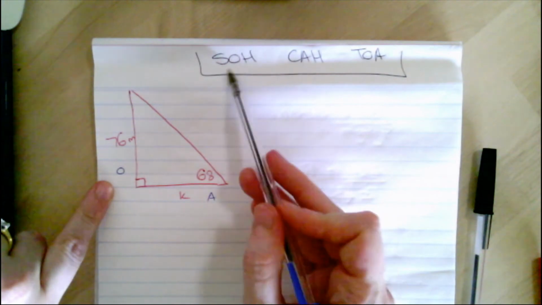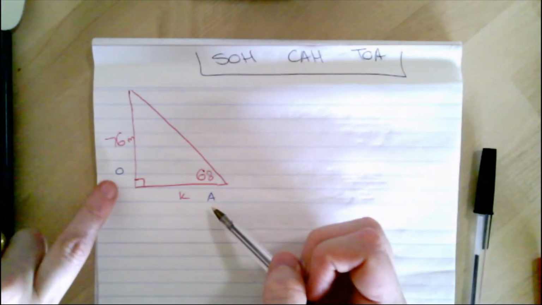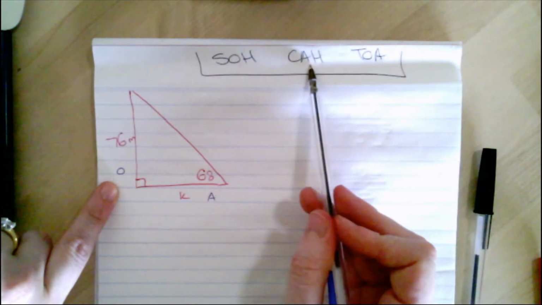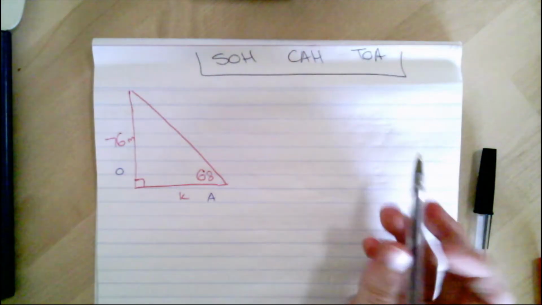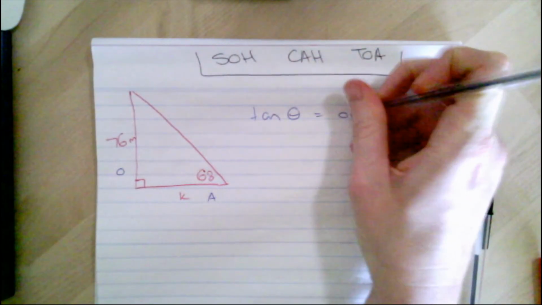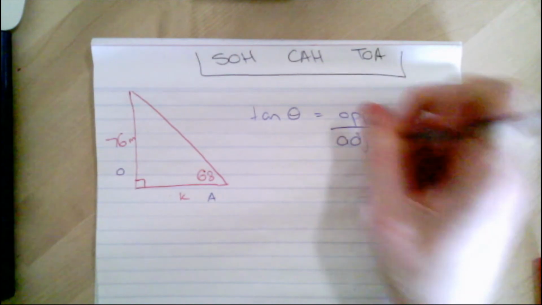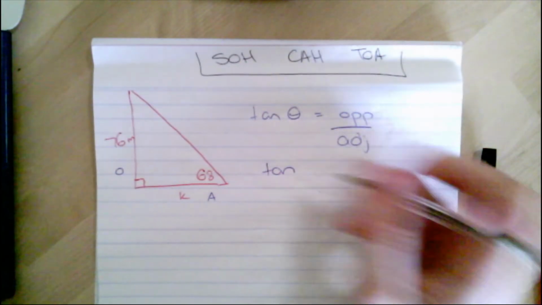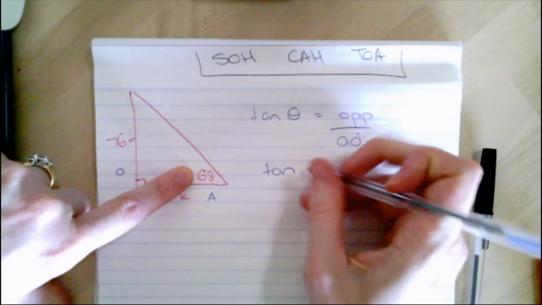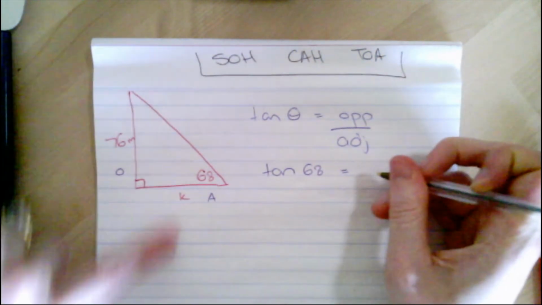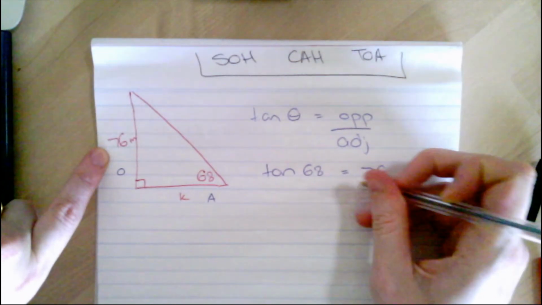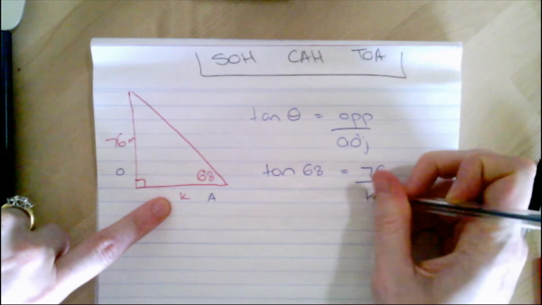So I need to figure out which of these three ratios I'm going to be using. Not sine because it has an h, not cos because it's got an h, so I'm going to be using tan. So tan is equal to opposite over adjacent. Now I want to fill in the blanks. Instead of writing theta, I'm going to put the value of the angle, which is 68. Then I'm going to put the value of my opposite side, which is 76, and the value of my adjacent side, which is k.